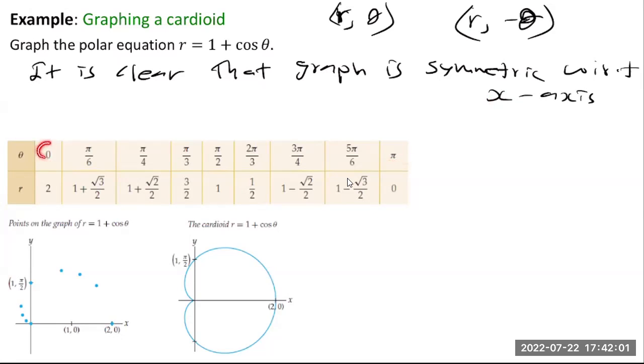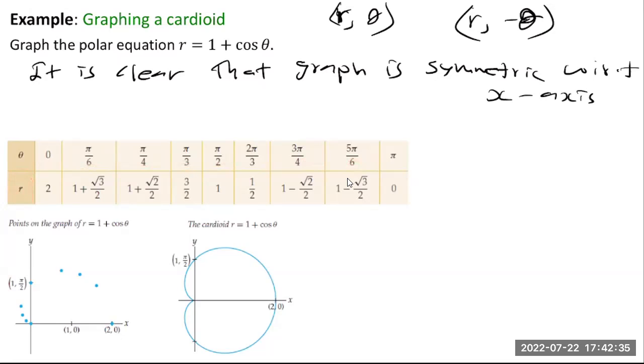When I pick my theta values, I pick values that are familiar to us. What do I mean by familiar to us? Familiar means I should be able to find the cosine value and sine value without a calculator. We know the cosine value of pi over 6 without a calculator, and we know how to calculate the cosine values of all these angles. So I take these angles for theta to construct my value table, and here is r.